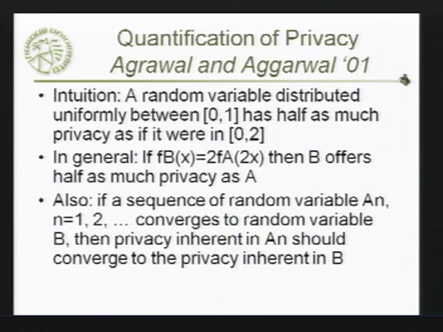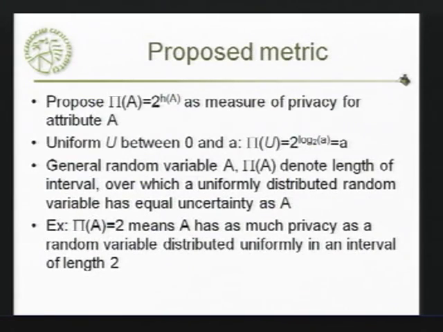And then the second, if I have a sequence of random variables converging to something, the privacy measures should also converge to the same thing. We won't get into as much detail on that. So what they proposed as a metric was to use the entropy, or actually 2 to the entropy, as a measure for privacy. It's interesting because entropy we can define for any source of that noise, not just uniform, and it gives us a good metric where we can compare it.